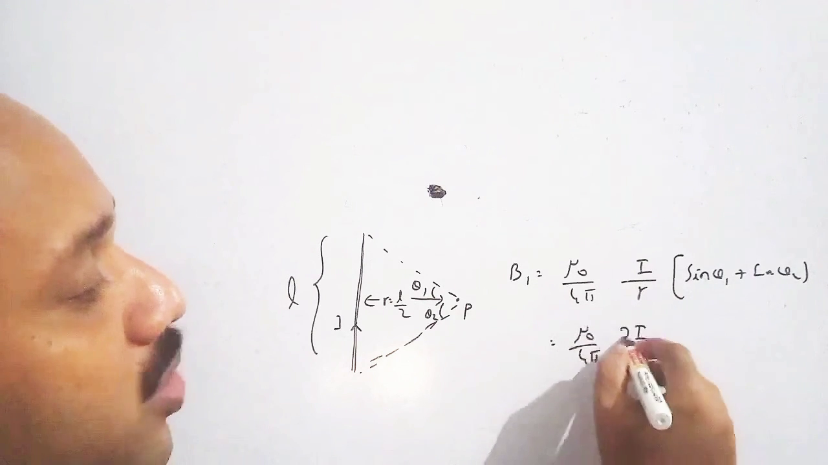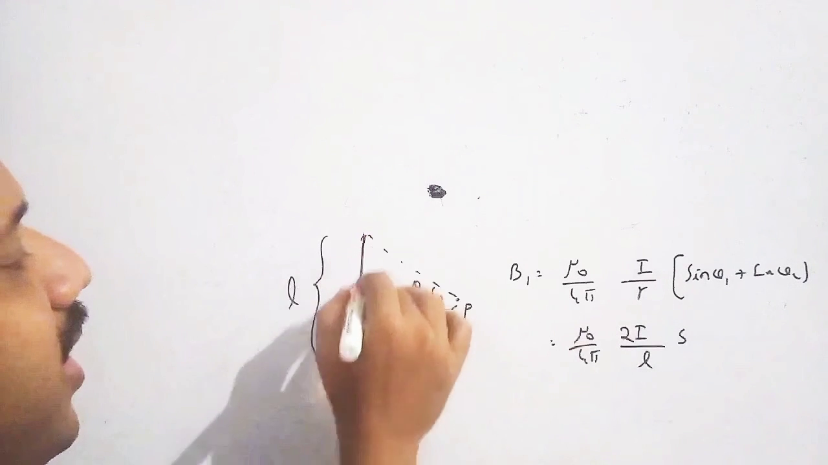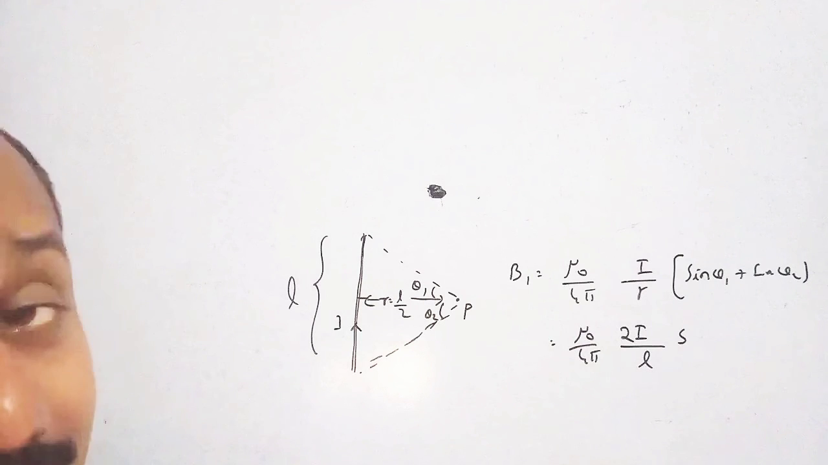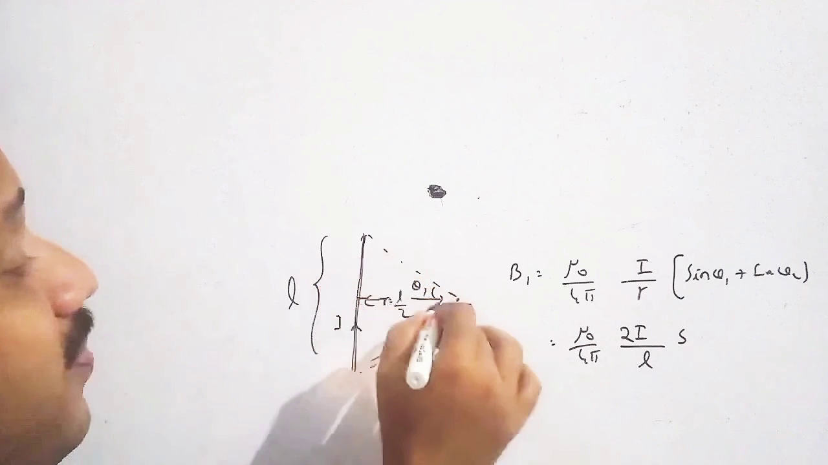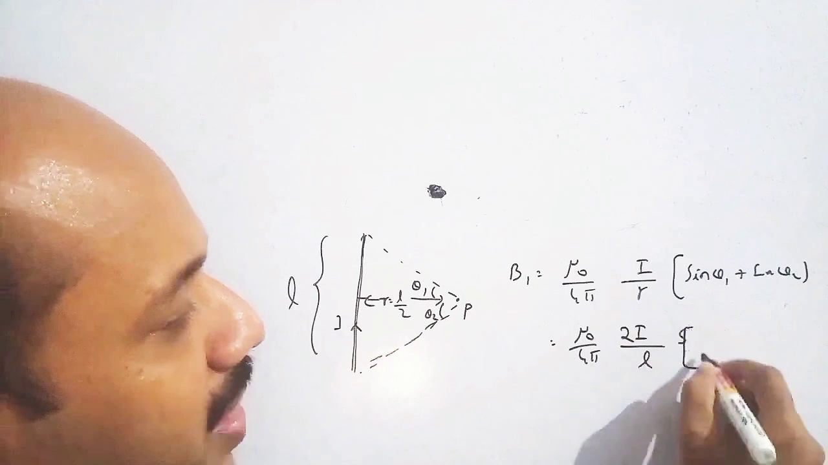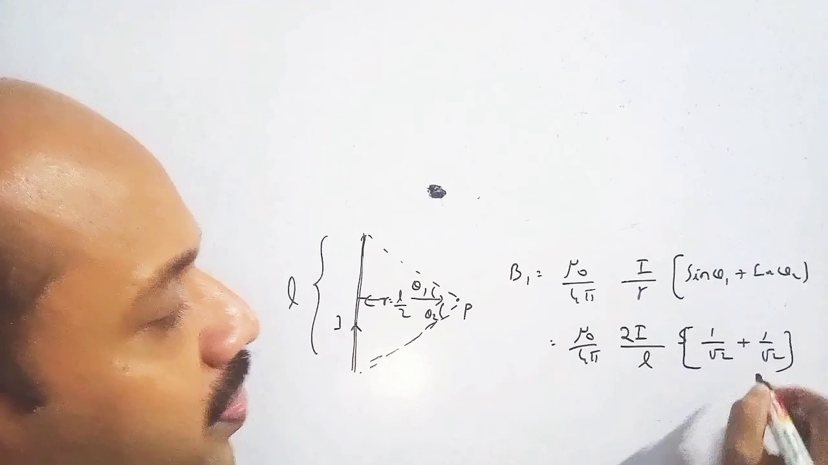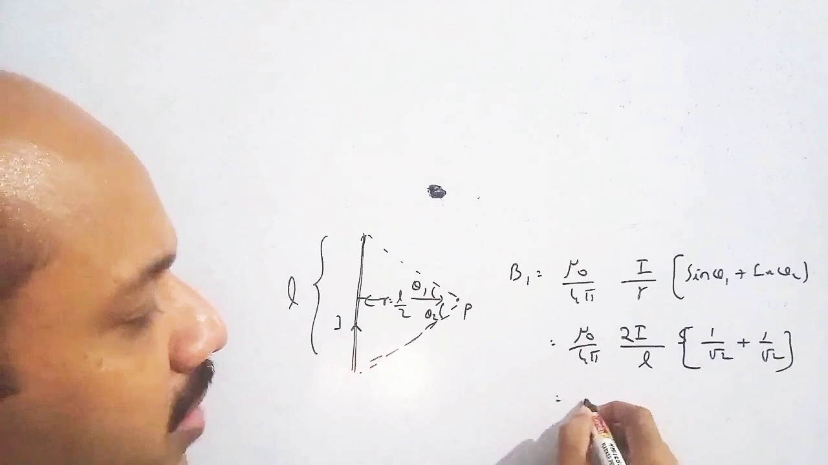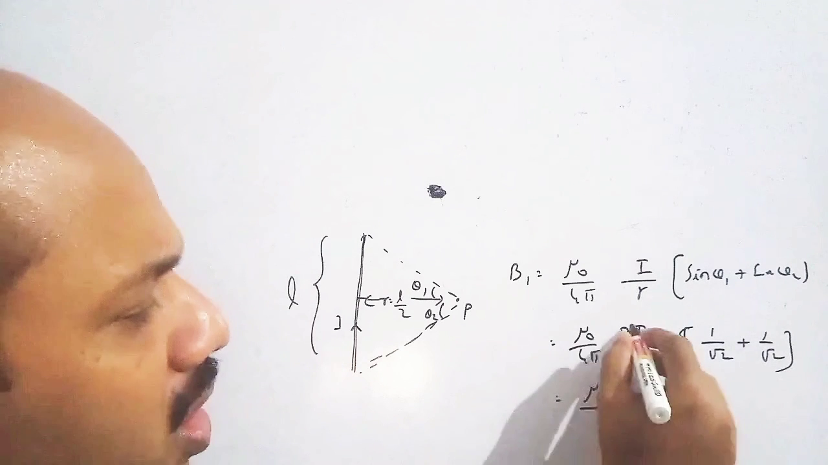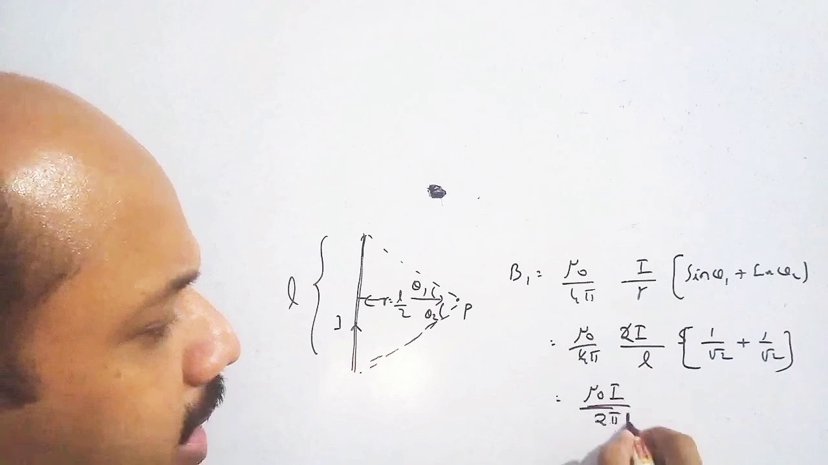R is L by 2, that 2 goes up. Sine theta 1. It is exactly a right angle triangle, an isosceles triangle. Therefore theta 1 and theta 2 are 45 degrees. Sine 45 plus sine 45, that is 1 by root 2 plus 1 by root 2. Now it is mu 0 by 4 pi, or on cancelling this, mu 0 I by 2 pi L.